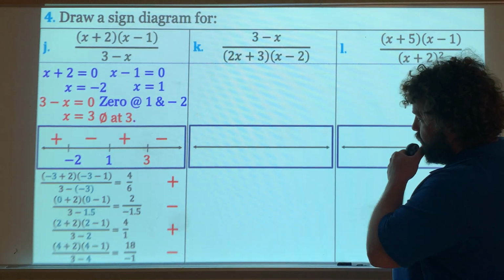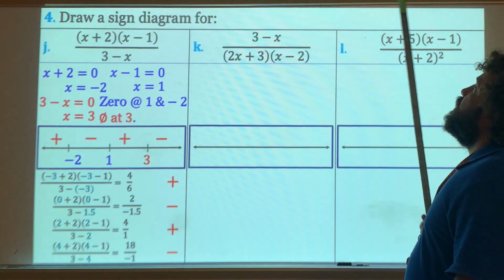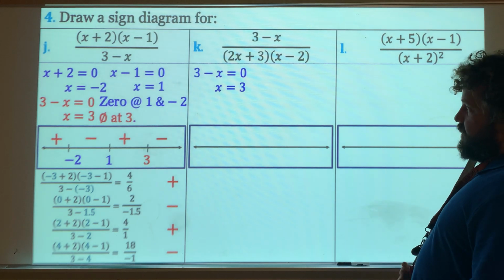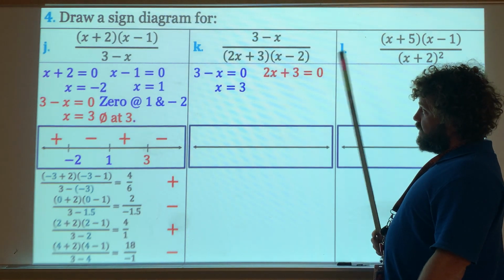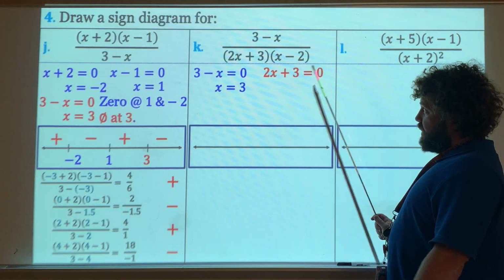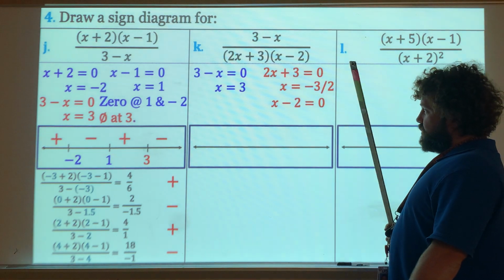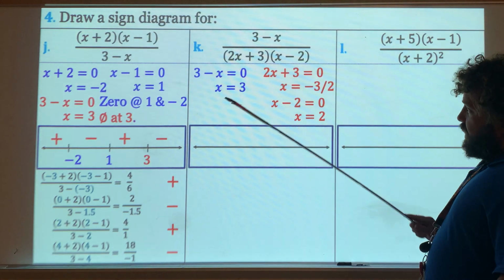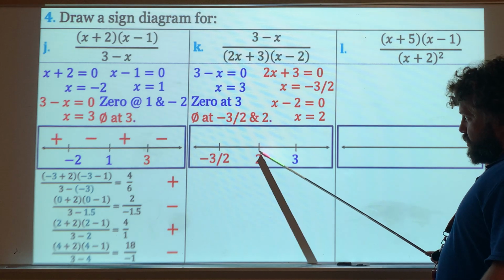All right. Problem letter K. One numerator, 3 minus x equals 0, x equals 3. So that's where your 0 is at. Two denominators. 2x plus 3 equals 0. You're going to subtract 3 from both sides and divide by 2. So you get 2x equals negative 3. X equals negative 3 halves. X minus 2 equals 0. You're going to add 2 to both sides and you get x equals 2. Okay? 0 at negative 3, undefined at negative 3 halves, and 2. So you got negative 3 halves, 2.